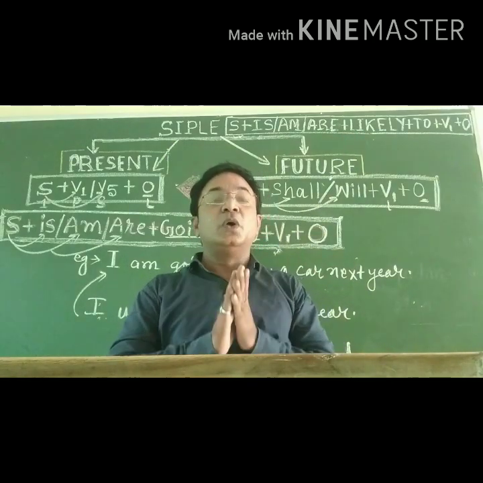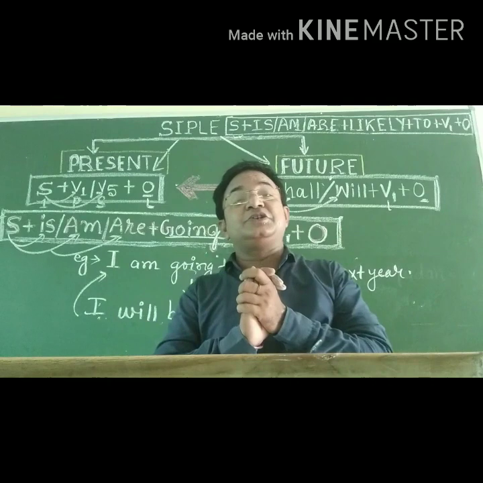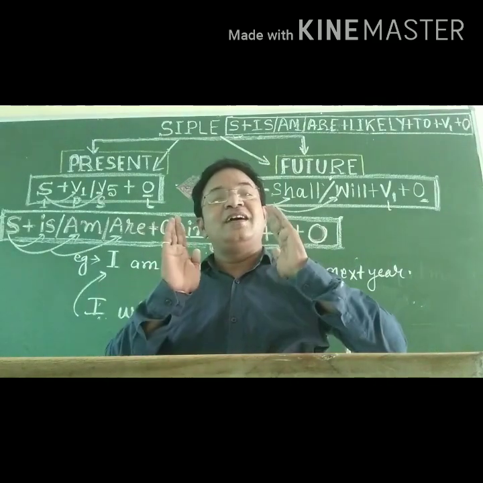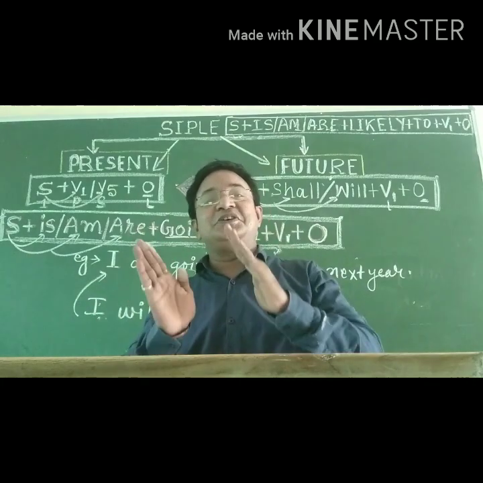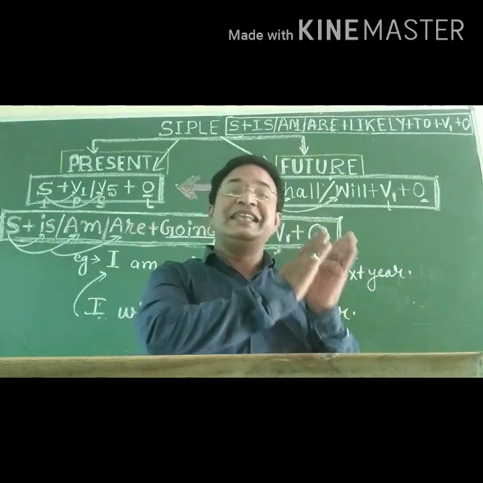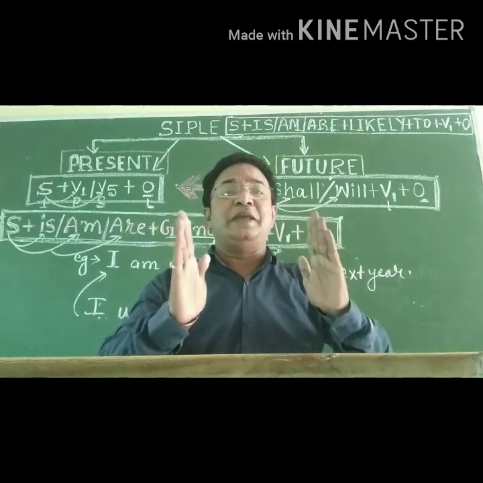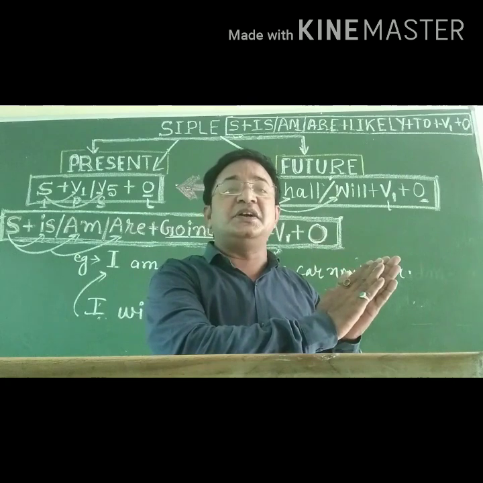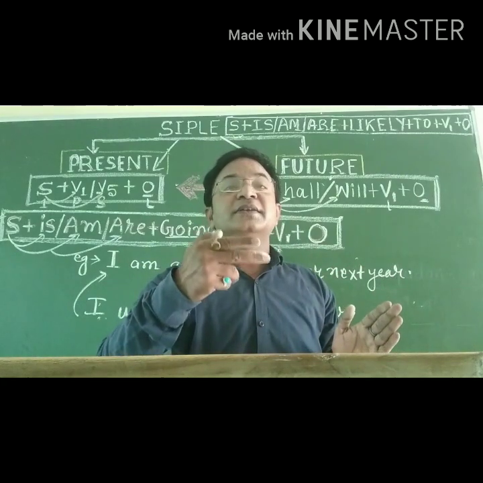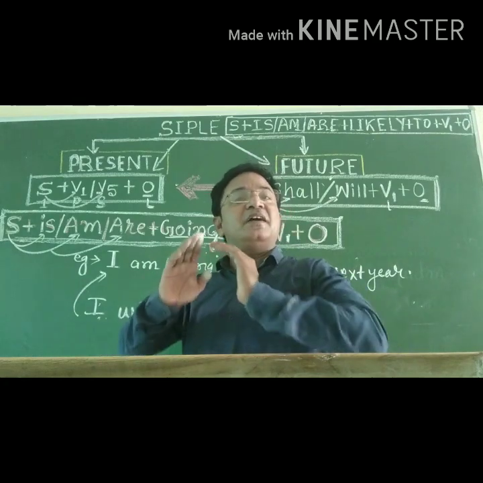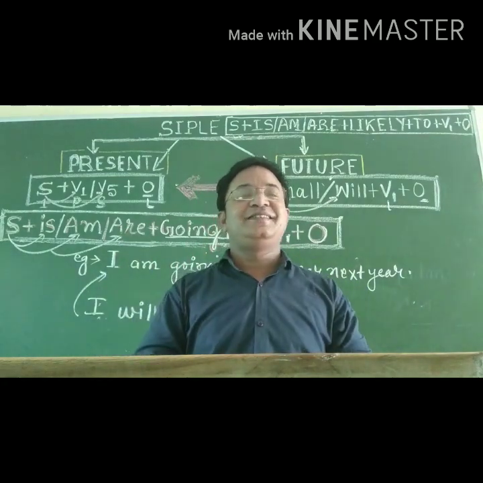Is it? So if you are trying to say that I will have a car next year or I will have my own house next year, at that place you should say I am going to have a car next year, or what? Yes, I am going to have a house next year.